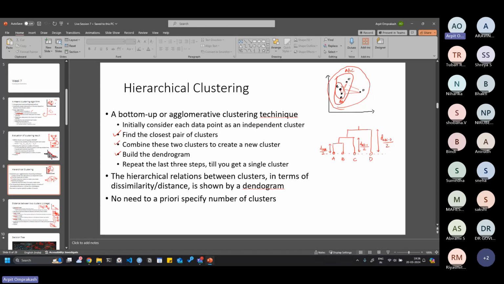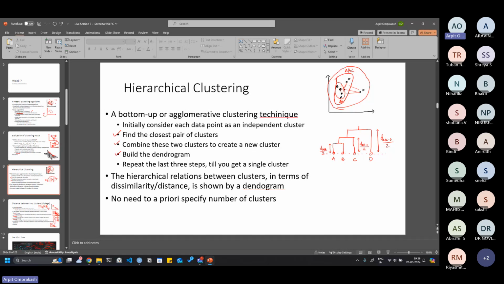So basically, initially we have all our data. We see which two data points are closer. Then we assign them to one cluster. And half of the distance between them is depicted here. So the length of the line is half of the distance between them.